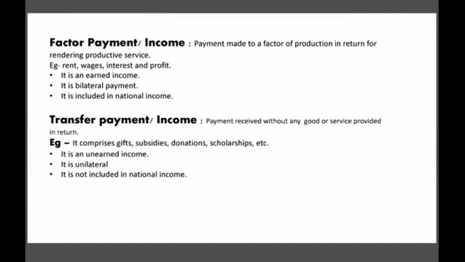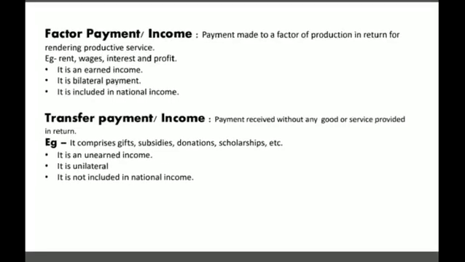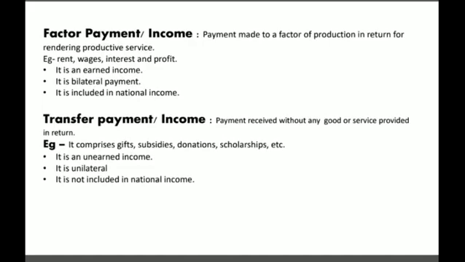Now the next important thing which we have to study is income or payment. There are two types of payment or income: factor income or factor payment, and transfer payment or transfer income. Initially in the first chapter there are a few terms which we have to study before going further to calculating national income. Before that we have to study a few terms which are really very important for us to understand if we have to do numericals.